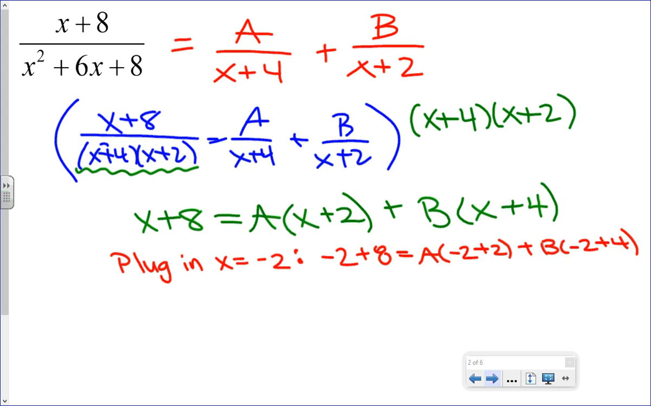Now, what happens? This goes to 0, right? So 0 times A, we don't have to worry about it. We get 6 equals 0 plus 2B, which means B equals 3.